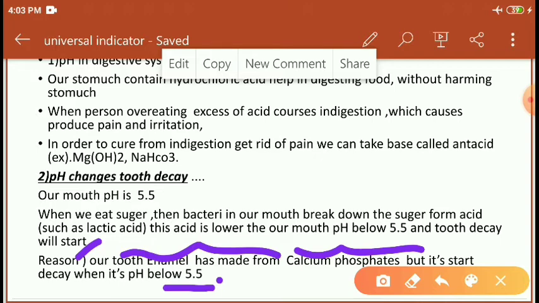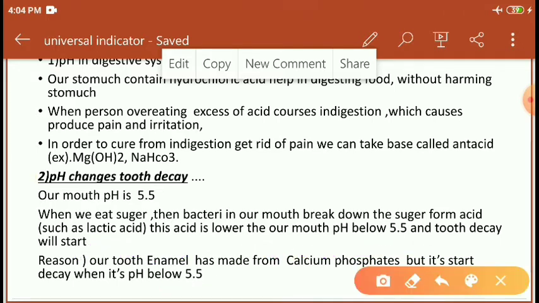But when bacteria develop in our mouth, the pH level decreases, which means acidic strength increases. When acidic strength increases, the tooth is going to decay, because the calcium phosphate present in our mouth is a base which is stable at 5.5. When the pH level falls, the calcium phosphate is destroyed, and that is what we call tooth decay. Right, students?